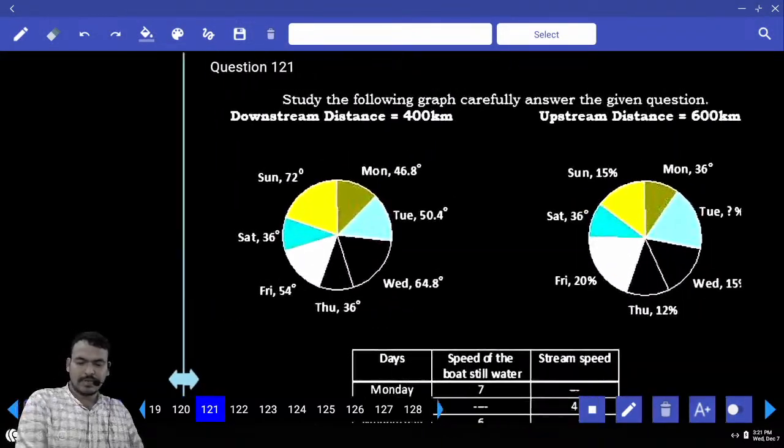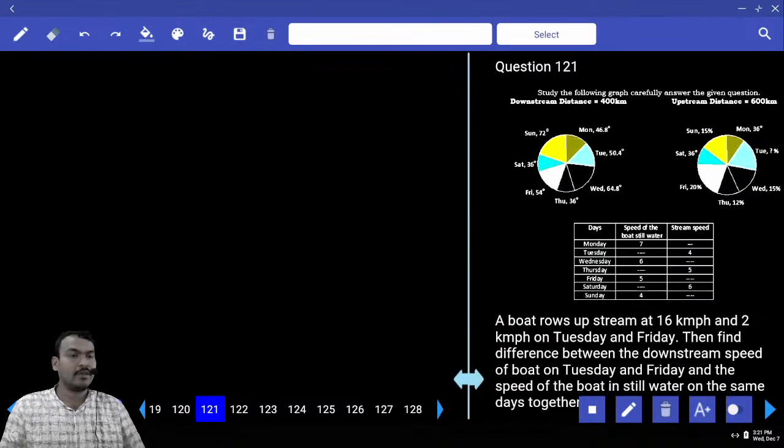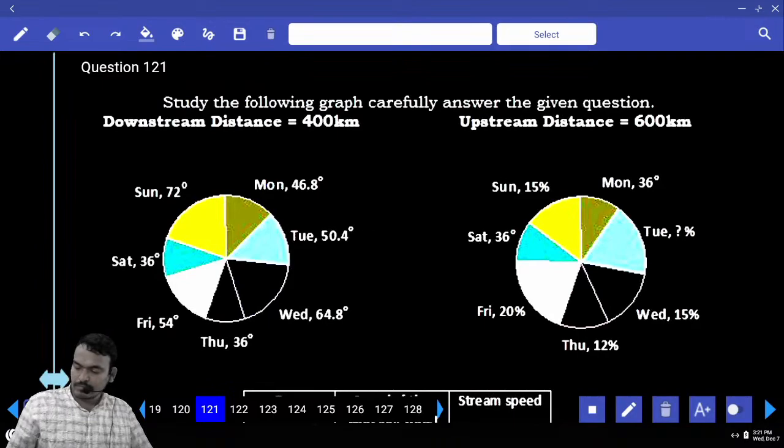Downstream distance. In the first diagram, downstream distances are given. In the second diagram, upstream distances are given. In the first diagram, Monday to Sunday data are given. In the second diagram also, Monday to Sunday data are given. But in the table, Monday to Sunday speed of the boat in still water and stream speed are given. Okay. What is the first question?